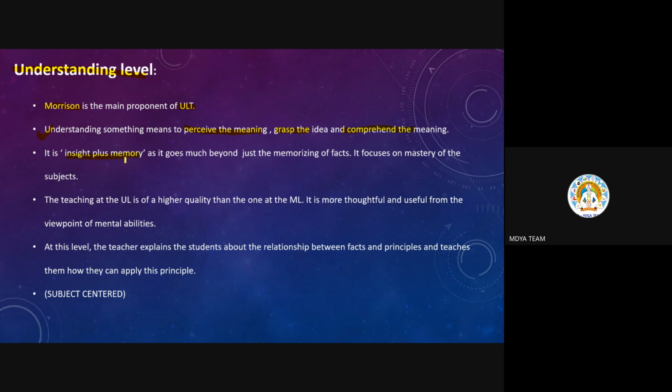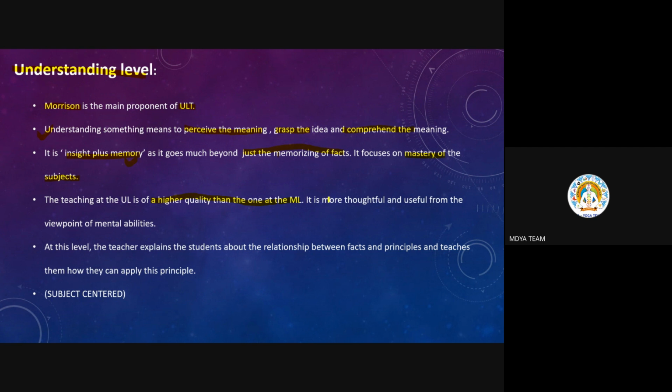It is insight plus memory. Here memory is there. In understanding level, there are also the components of the memory level of teaching. It goes much beyond just the memorization of the facts, which is what happens in the memory level of teaching. The understanding level goes one step further and focuses on the mastery of the subject. The teaching at the understanding level is of higher quality than the one at the memory level.